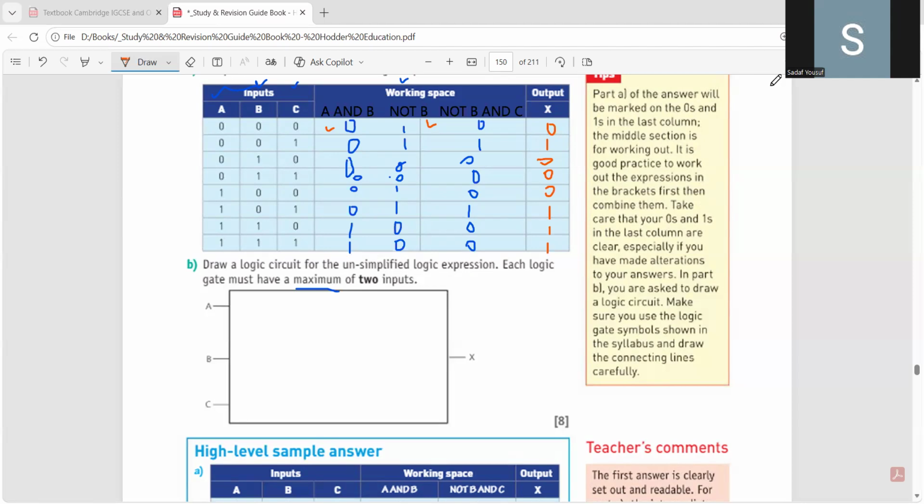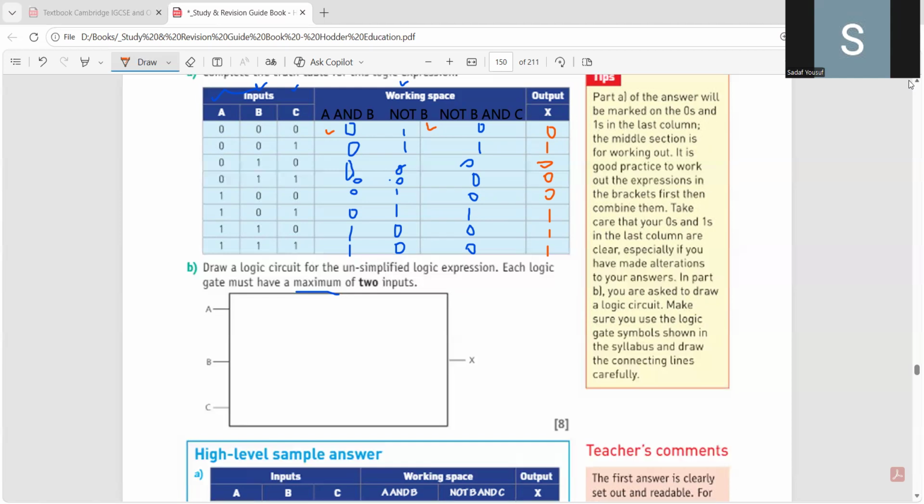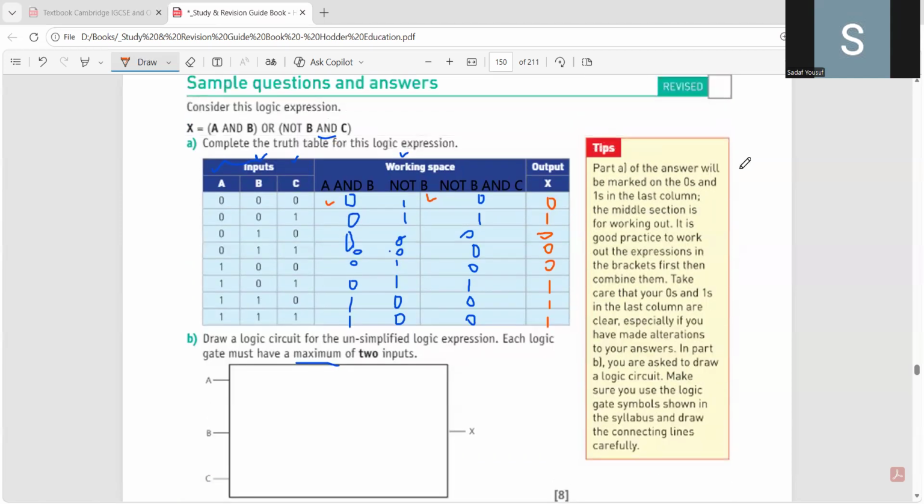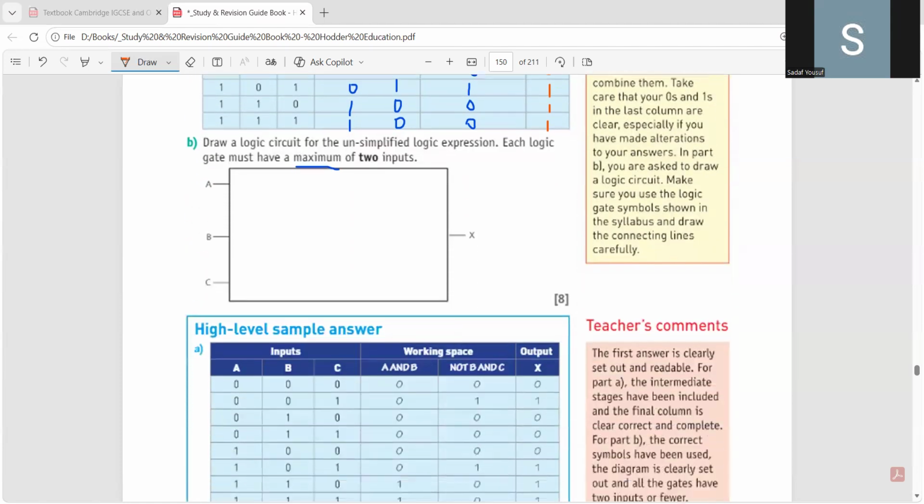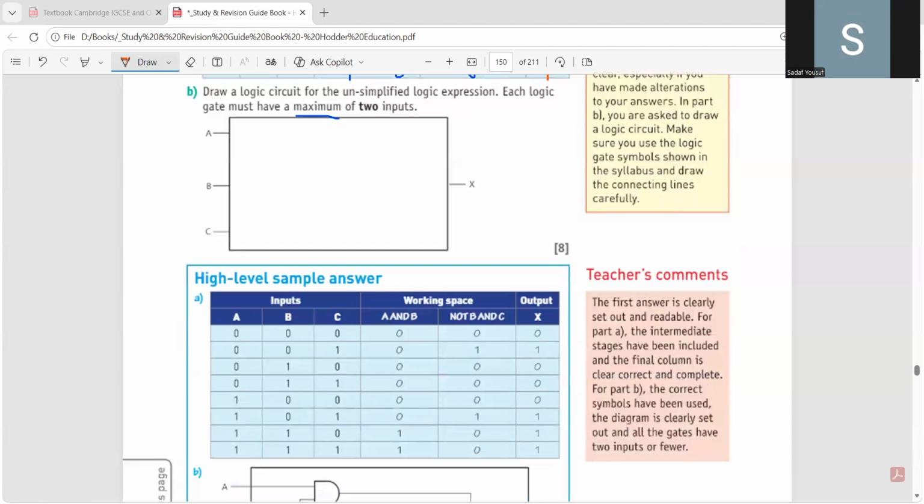So you can see these are the tips. The very important thing is you need to pay attention to these tips. Part A of the answer will be marked on the zeros and ones. So this is your important tip that you need to pay attention to. And the teacher's comments: the first answer is clearly set out and readable. For part A, the intermediate stages have been included and the final column is clear, correct, and complete. For part B, the correct symbols have been used. The diagram is clearly set out and the gates have two inputs or fewer. Depending upon the requirement, you can see for yourself that the gates are dependent on the situation.